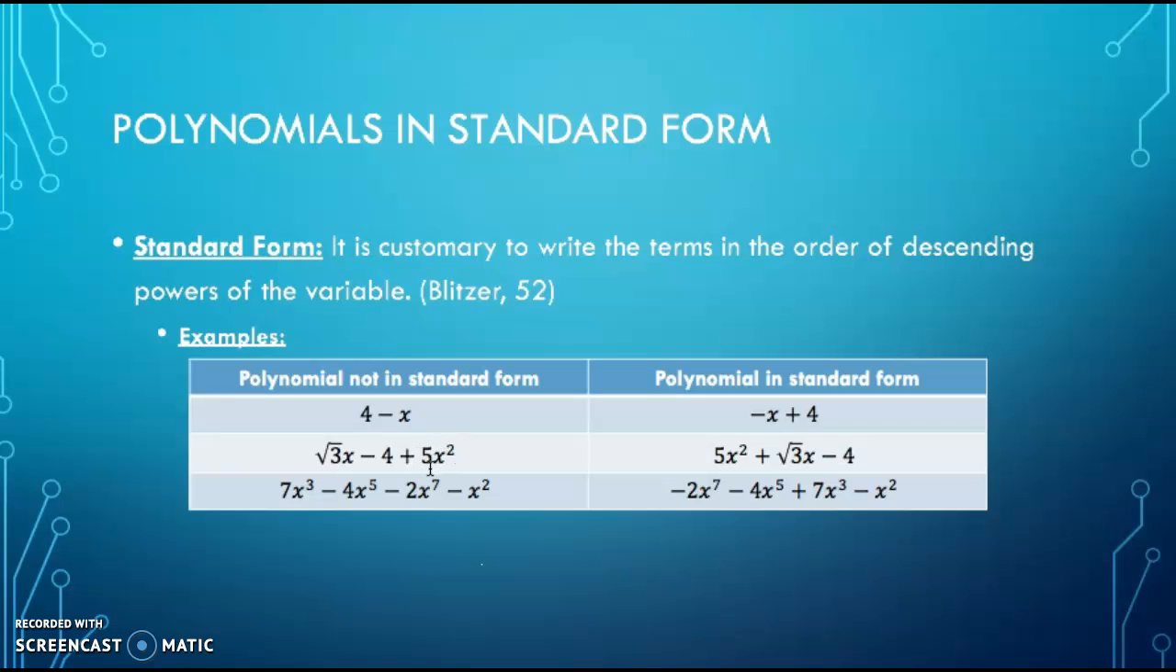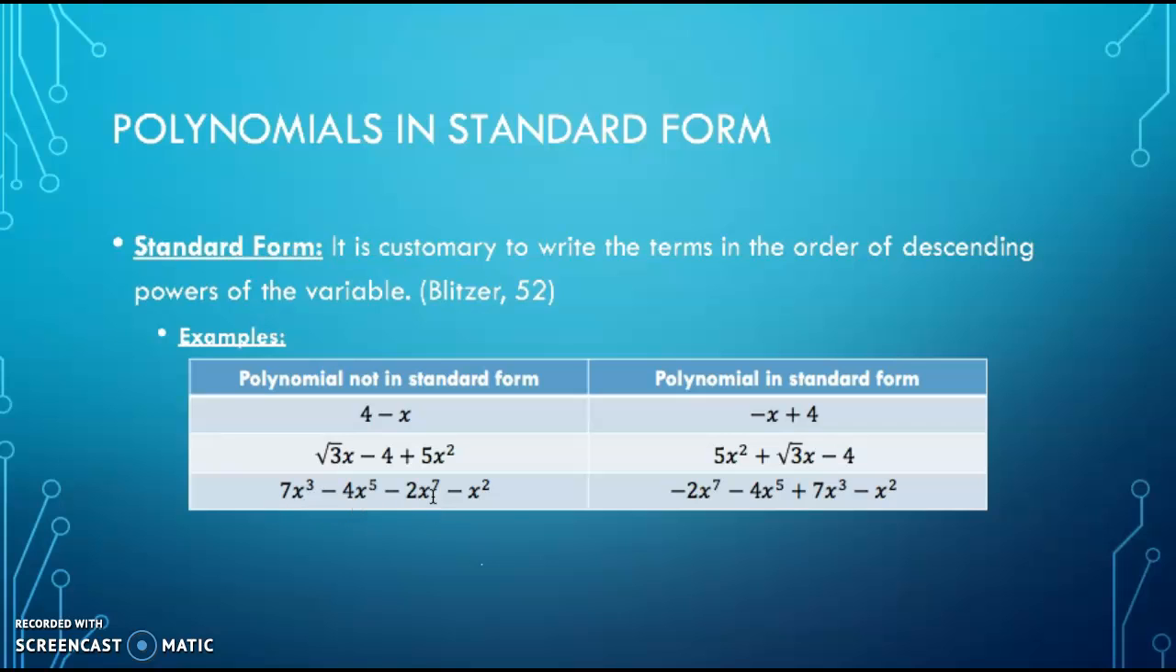So the 5x squared is positive when I look to the left, therefore I write positive 5x squared. You don't need to have the plus there. The next term that I will write is the x to the first term, which is this root 3 times x. I look to the left, since there's no sign, it is a positive root 3x. And then I look to the left of the 4, that is a negative symbol, so I have to write minus 4. And this is the last example here.